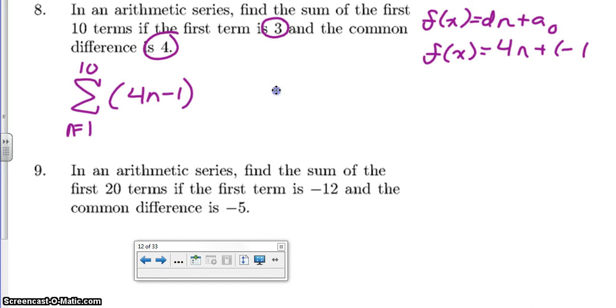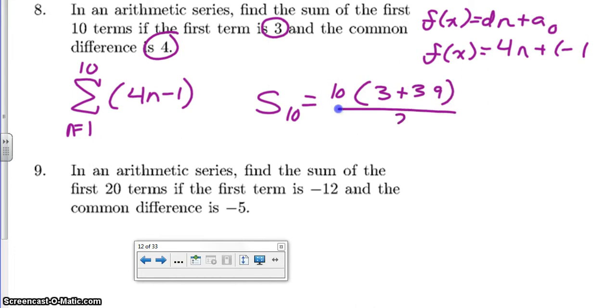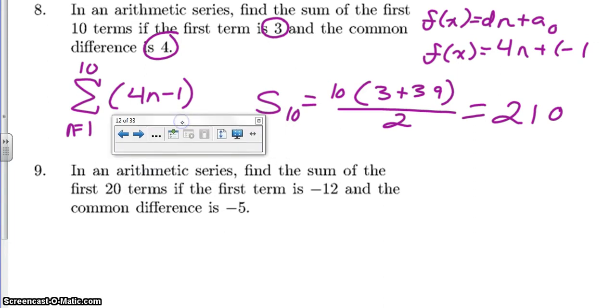All right, Mrs. Rose, you're ready to go. Series of 10 terms is equal to 10 times, let's see, substitute 1 in here. 4 minus 1 is 3. Okay. Substitute 10 in here. 4 times 10 is 40 minus 1 is 39 divided by 2. Okay. So let's see. That's 42 divided by 2 is 21 times 10 is, you got it, 210. All right, let's take a look at this next one.